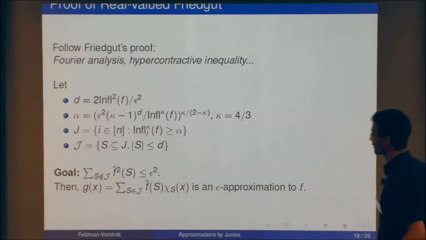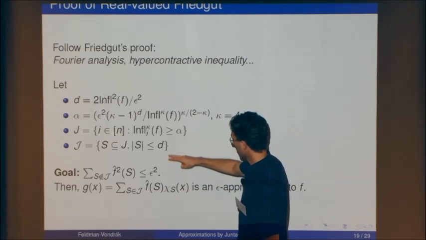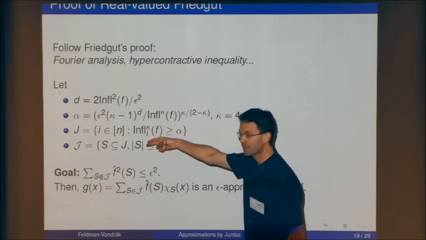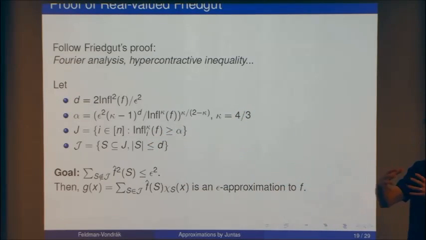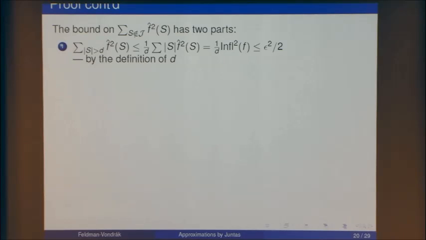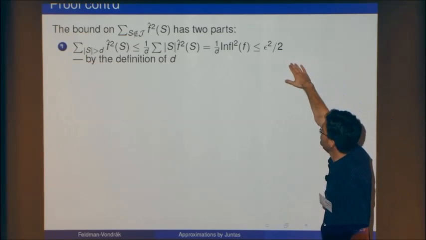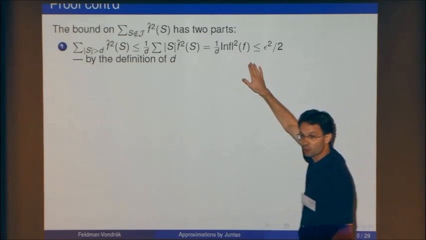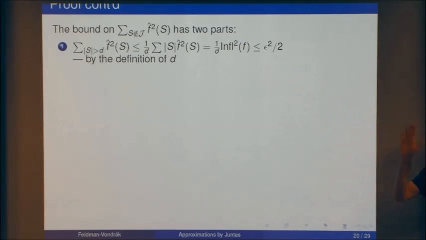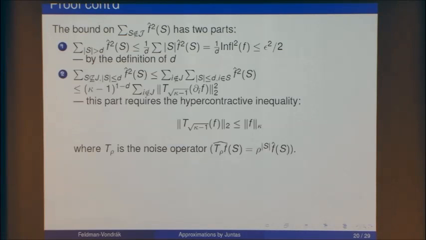And the goal is to prove that preserving only the coefficients that live inside the set J and that are also bounded by D is enough, that this approximates your function well. So there are two kinds of coefficients that we chop off. The large degree coefficients above D, this is completely standard. This is just bounded based on the squared influences. So we chop them off. That doesn't create much error.